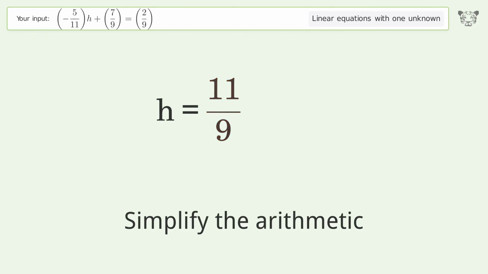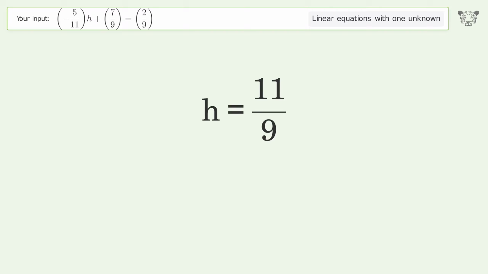And so the final result is h equals 11 over 9.